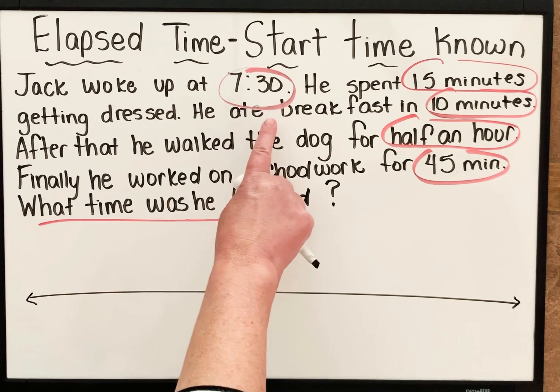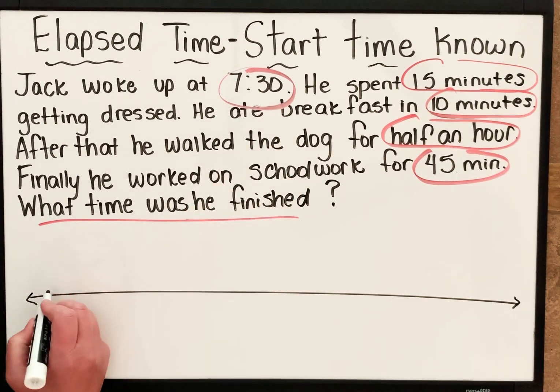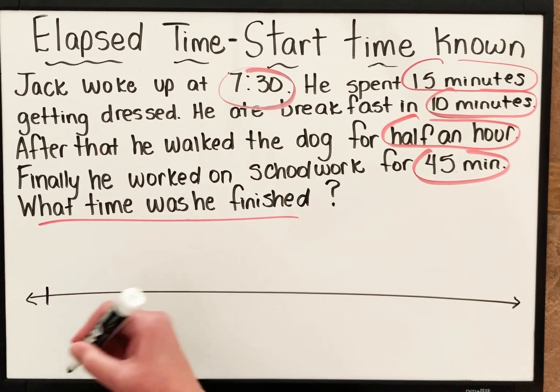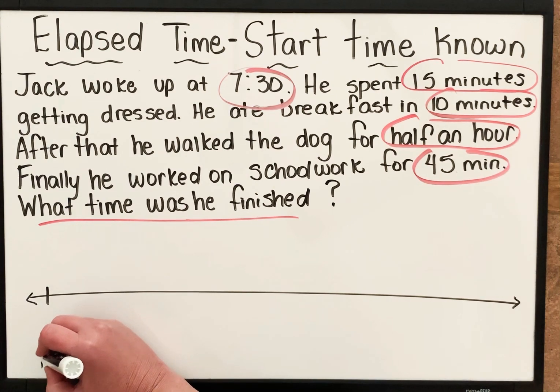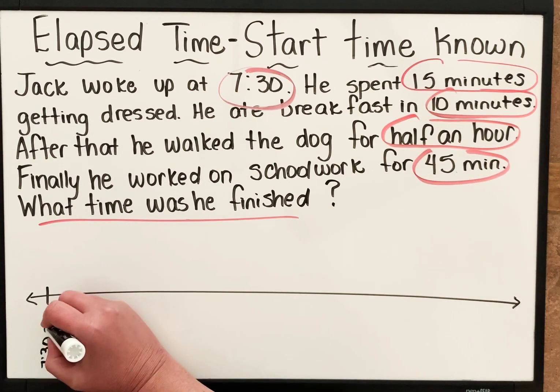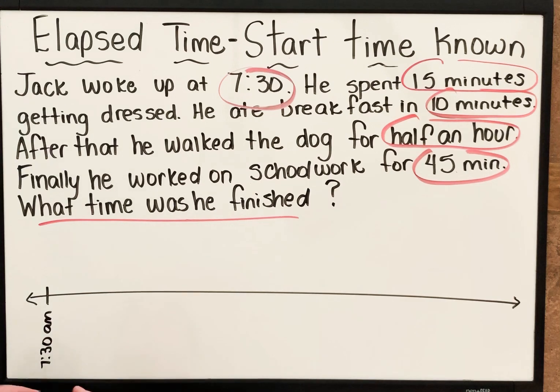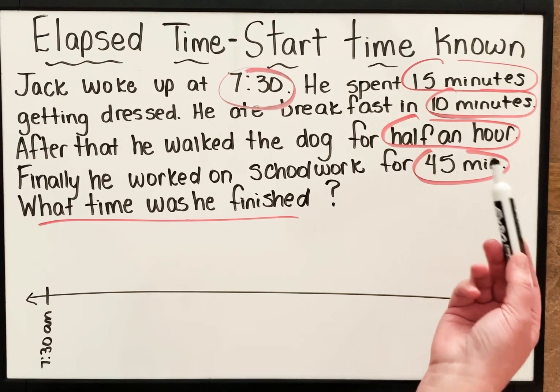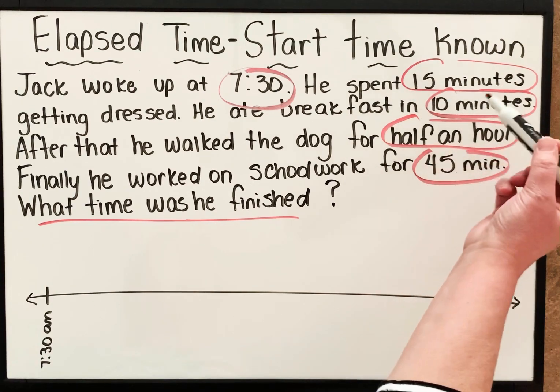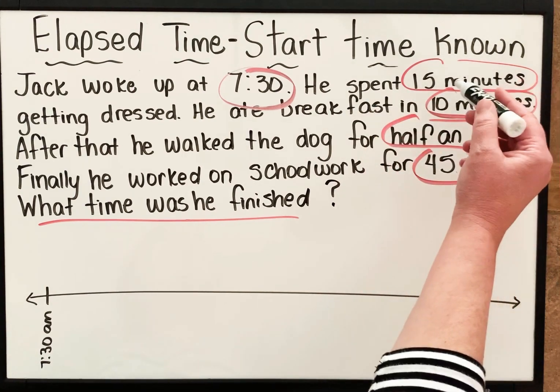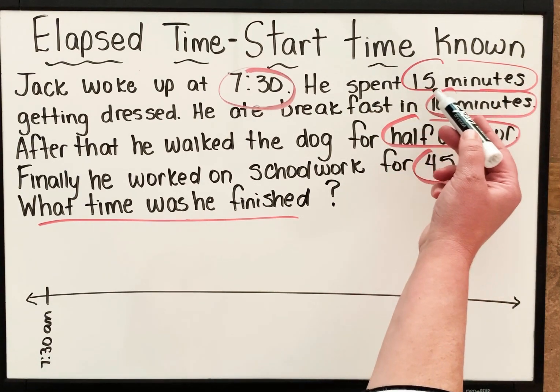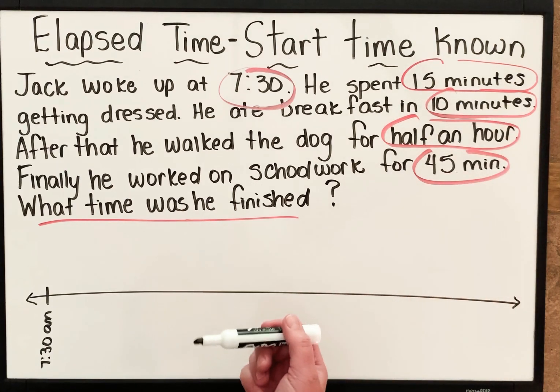So I'm going to start by drawing an open number line across the bottom. I know my start time, it's 7:30, so I'm going to start here. And I like to write my times vertically. That way, if I'm writing them horizontally, they tend to get bunched up with your other times. All right, so let's get started. Our first time is he spent 15 minutes getting dressed. That is not an hour. That is just 15 minutes.